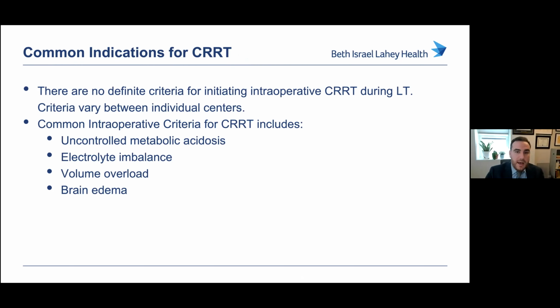So more and more, we need to decide, how do we deal with these patients presenting to us with kidney dysfunction to prevent those things from happening. And many centers are using CRRT now in liver transplants to try to prevent those things from happening. There are no definite criteria for initiating intraoperative renal replacement therapy. There's common ones, though, and those common ones are uncontrolled metabolic acidosis, electrolyte abnormalities, volume overloaded states, and brain edema.